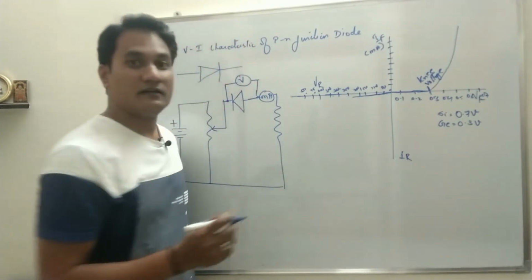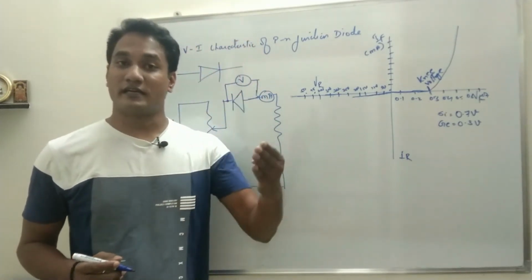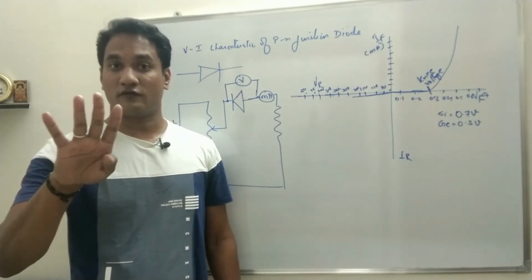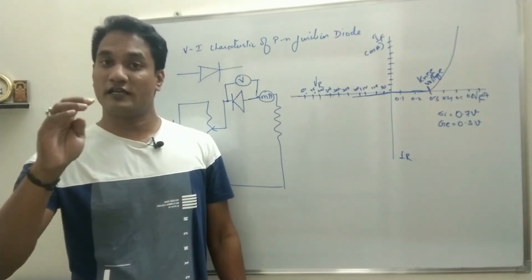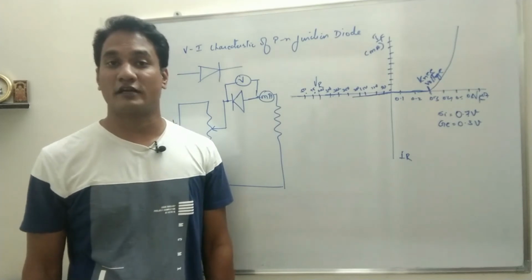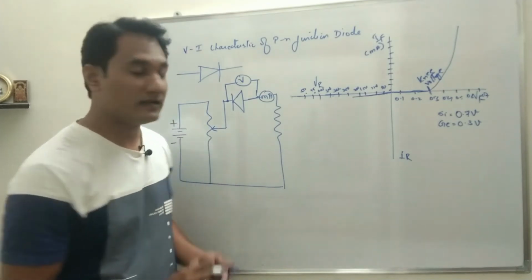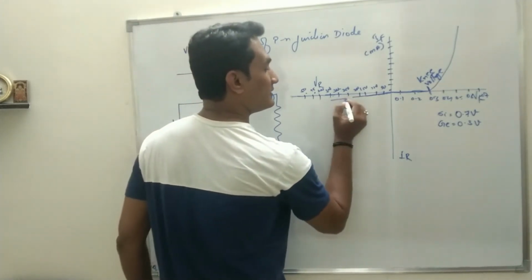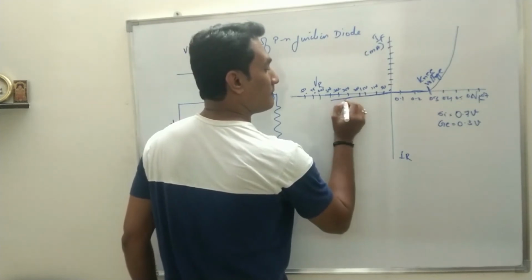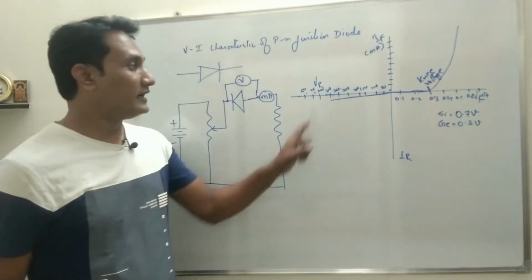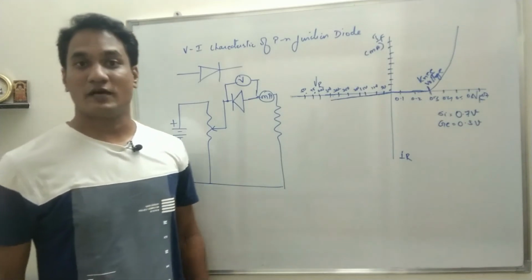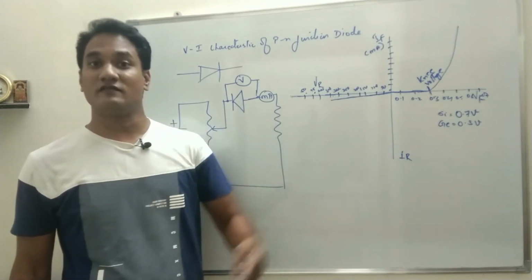Okay, then you are increasing the reverse voltage again. So now we have four free electrons. These 4 free electrons will go and bombard another 4 electrons in the covalent bond, making it 8. So current has slightly increased. Then again, as you keep on increasing the reverse bias voltage, 8 will become 16, 16 will become 32.